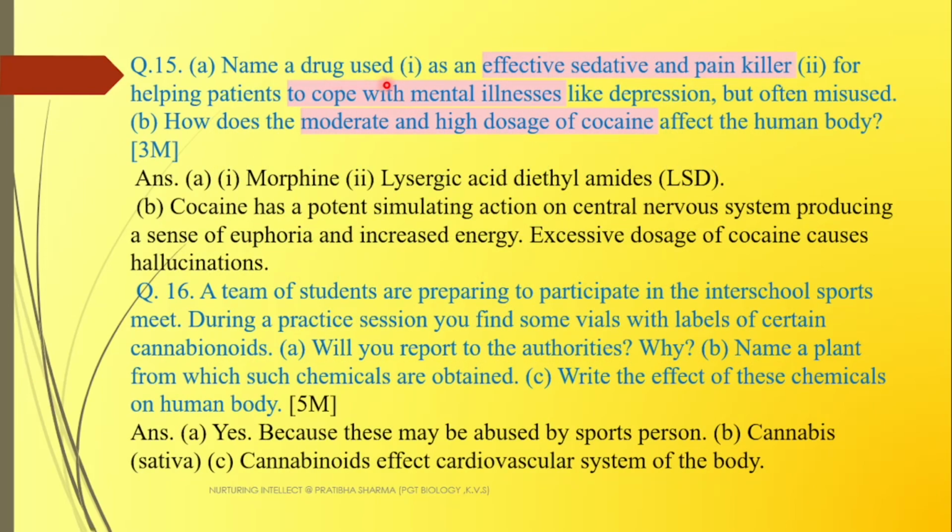Name a drug used as an effective sedative and painkiller. देखो sedative क्या होते हैं? Depressants होते हैं and painkiller मतलब analgesic. तो यहाँ पे opioids आएंगे. कोई भी एक opioid का नाम आप लिख सकते हो like morphine. ठीक है, तो ये फर्स्ट पार्ट का हो गया morphine.